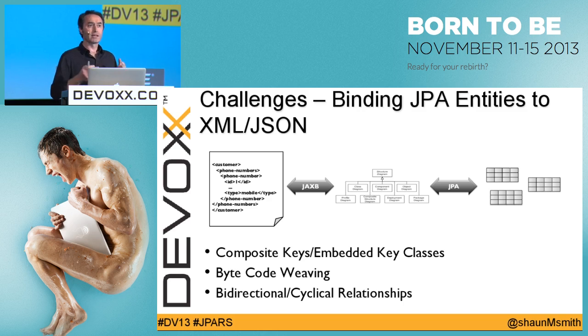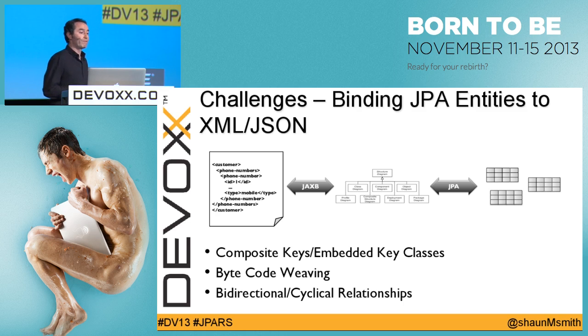So a relational model has the idea of composite keys or even embedded keys in JPA. Those don't represent very well in XML, or at least standard approaches don't model it very well. So we've added support explicitly in MOXy to model the idea of composite keys or embedded keys.